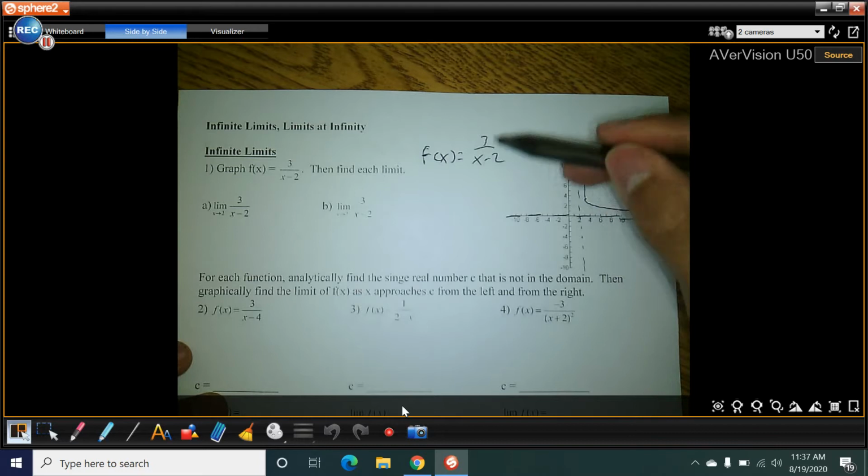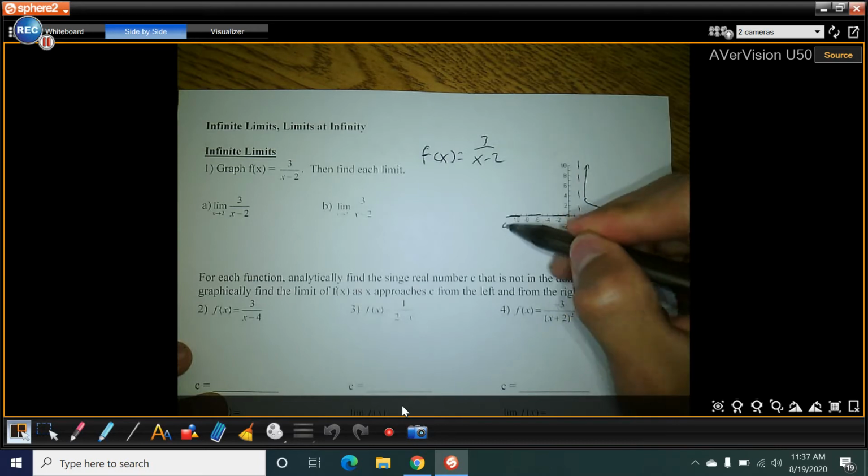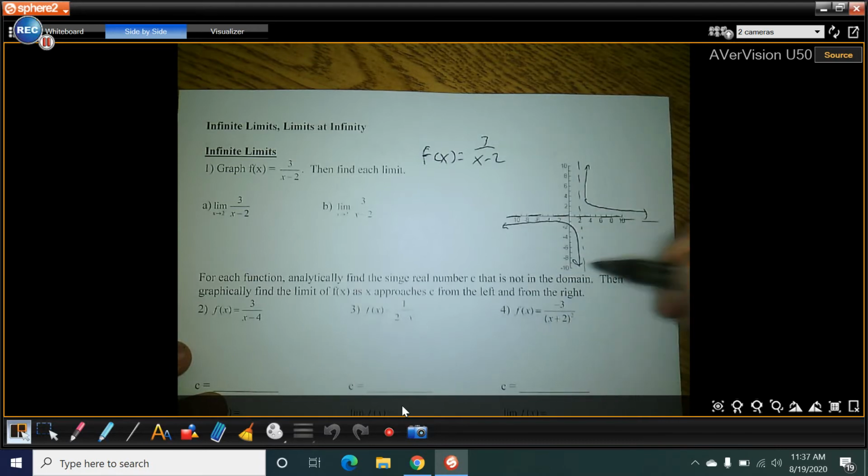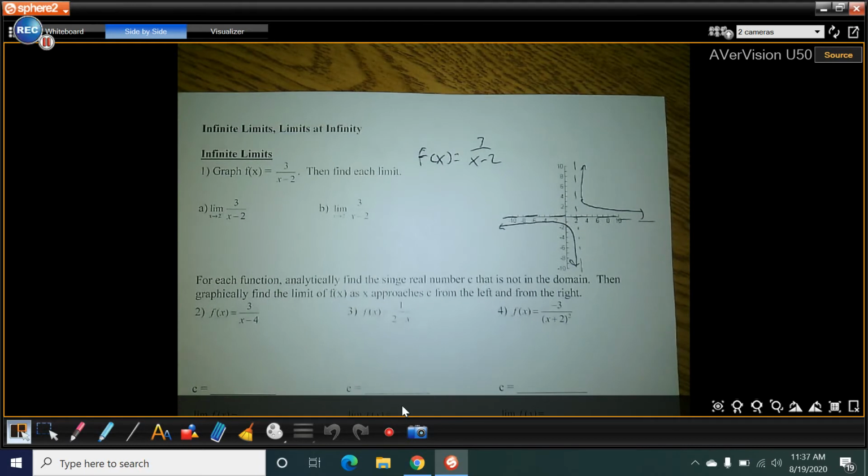And then if I plug in 0, I get 3 over negative 2, which means it's a negative number, which means it's going to be something like this. Okay, so here's what the graph looks like. Now, we can answer the questions.